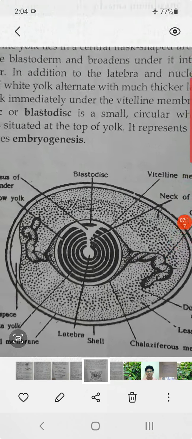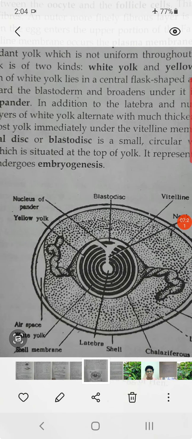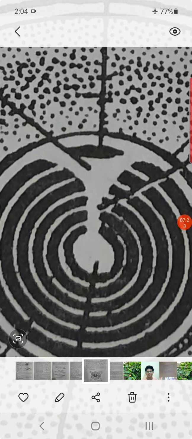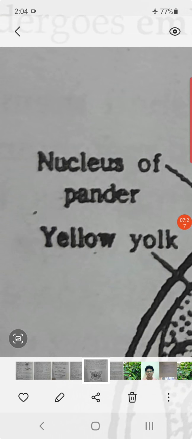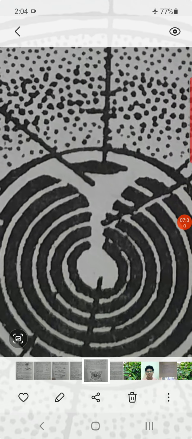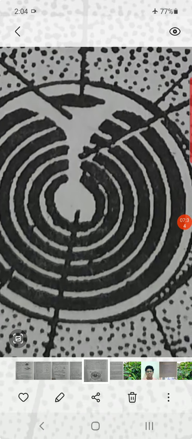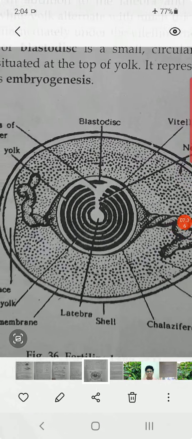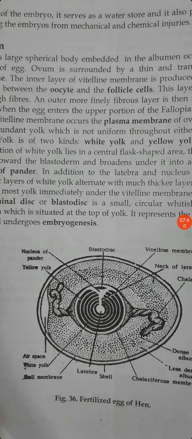See the diagram very carefully. Nucleus of Pander on the upper side, and in the center there is the latebra. See here, the central part, and this is the nucleus of Pander, this portion. And this is the upper side, that is the blastodisc. That is actually a developing ovum. So, in this way, this is the internal structure.